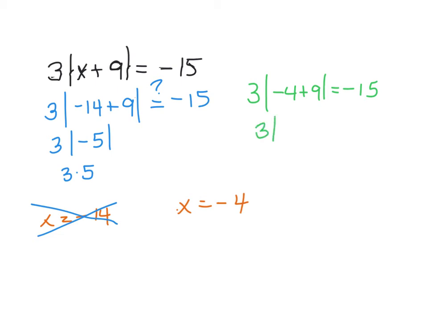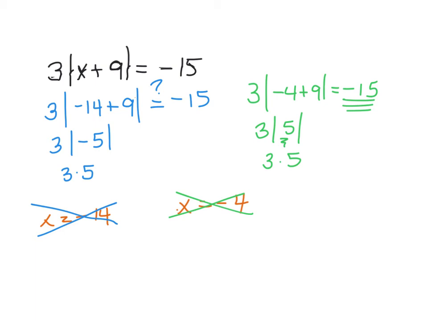That's 3 times the absolute value of 5. But the absolute value of 5, again, is positive 5. That gives me 3 times 5, which is not negative 15. This is not a solution either. So let's break down this problem and figure out at what step we realize this does not have a solution. We did all of the steps correctly here, including that last step of checking.